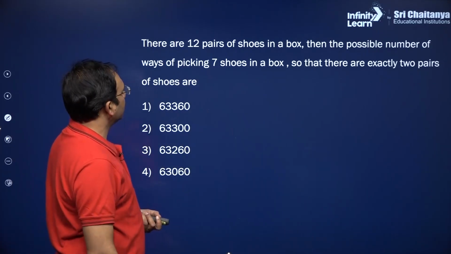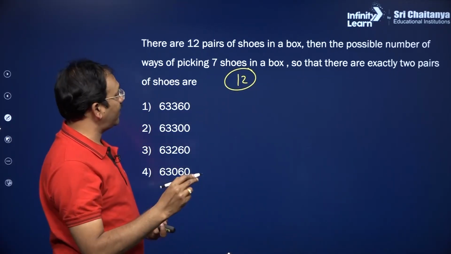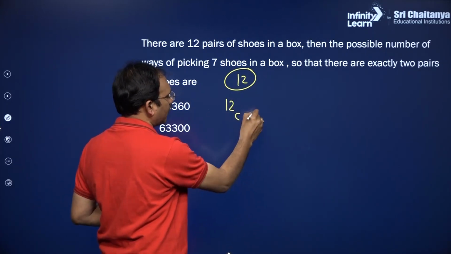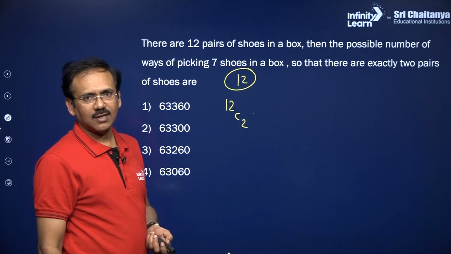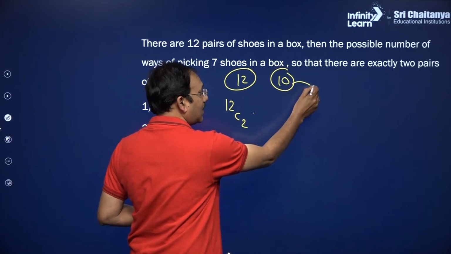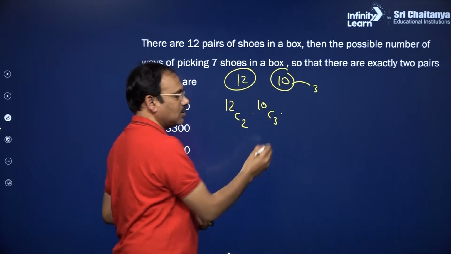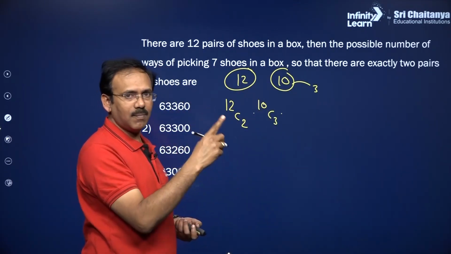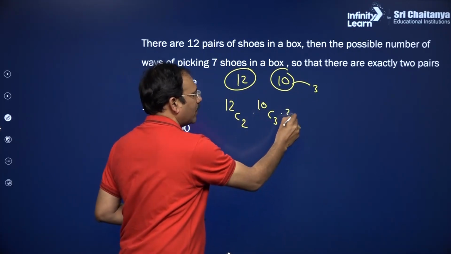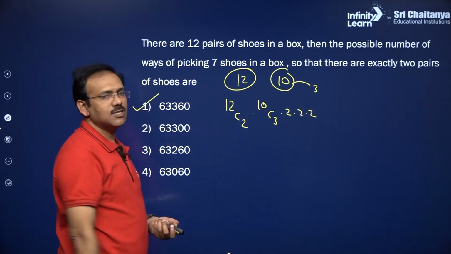Okay. Next, there are 12 pairs of shoes in a box, then the possible number of ways of picking up 7 shoes so that there are exactly 2 pairs. Out of 12 pairs you select 2 pairs, that means 4 shoes are selected. Now 10 pairs are left, you have to select 3 out of which there is no pair. So you select 3 pairs out of which there will be 6 shoes, that means 3 pairs. From each pair either you take left or right. So 2 ways, 2 ways, 2 ways. So this is going to be 63360, friends.